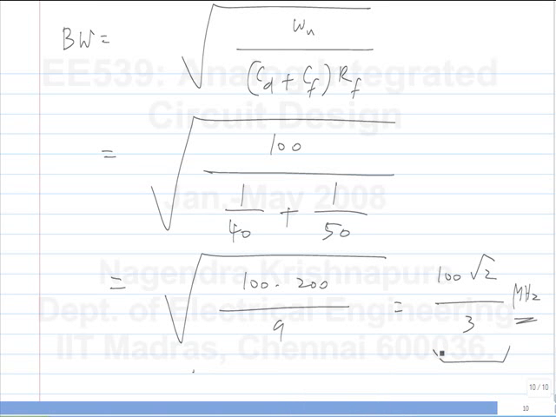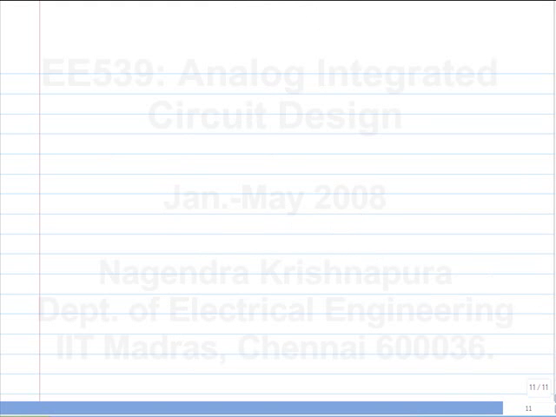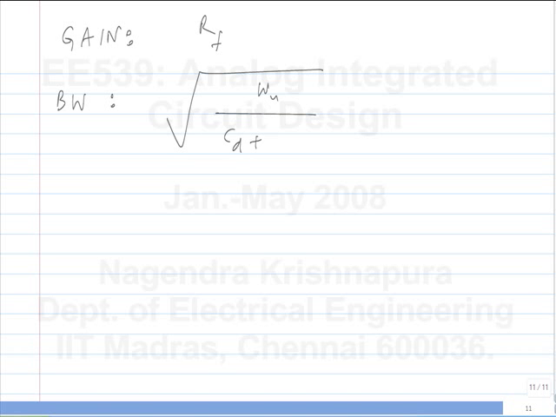And also the other interesting thing you can see is what the gain times bandwidth comes out to be. The DC gain is still RF and the bandwidth is omega u by CD plus CF times RF. And we saw that some time back.